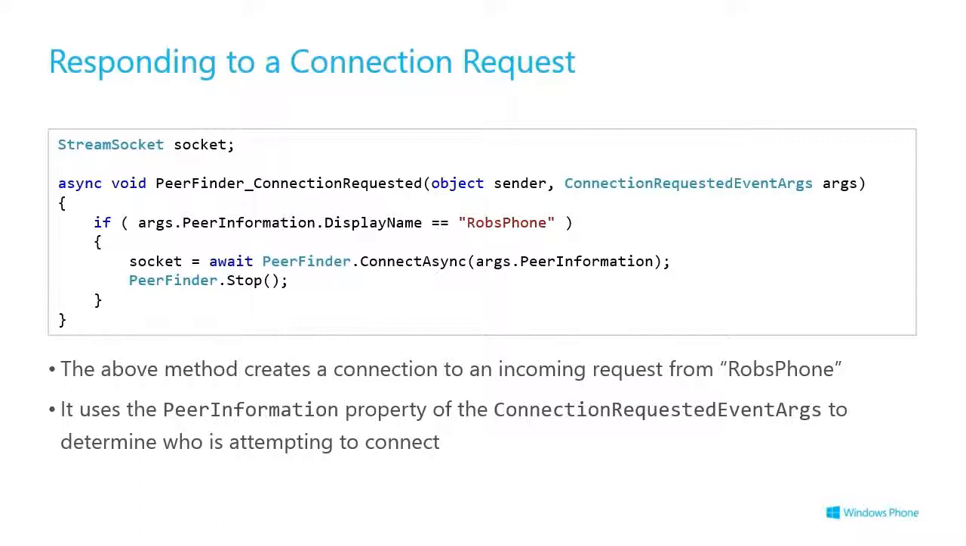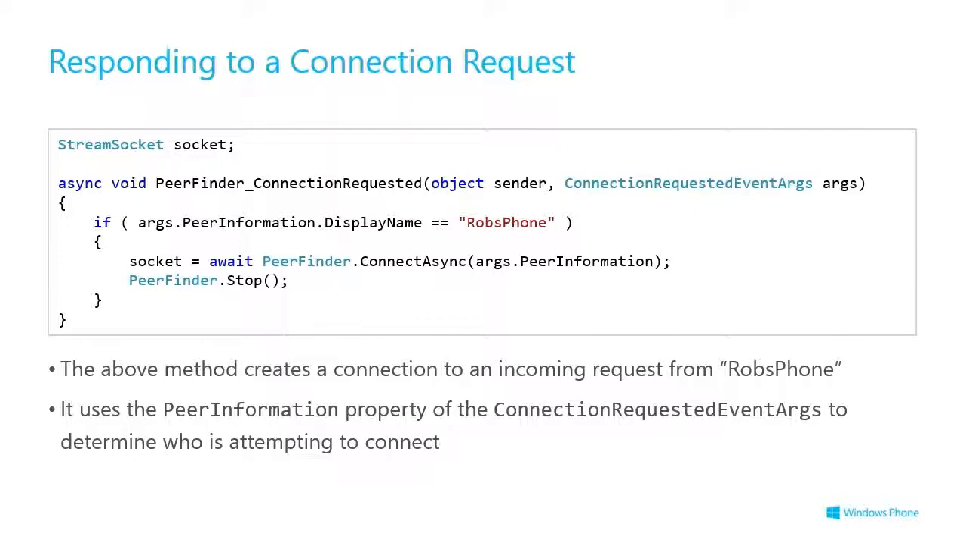Here we've got an incoming connection coming in which has a display name of Rob's phone. Here we're not bothering to ask for confirmation. We're just going ahead and saying, yeah, cool, we like Rob's phone. We're going to then connect back to that guy who's just connecting to us. So you call the connect async method for that, passing in the peer information object that you've got from that connection requested event args object. Then you probably want to call peerfinder.stop.